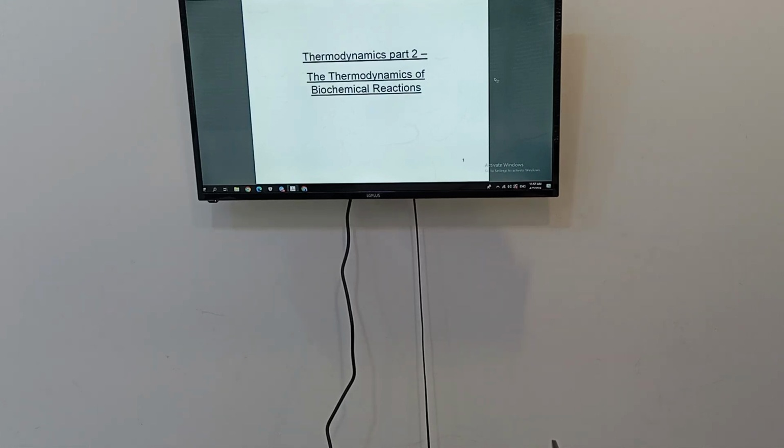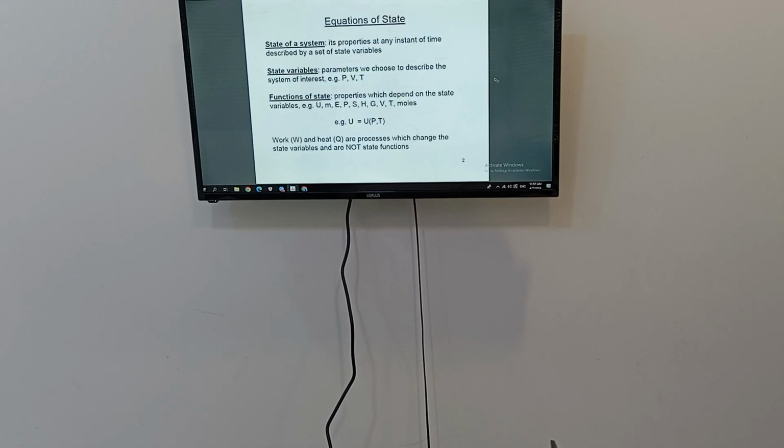Part two of thermodynamics is about biochemical reaction. We have equations of state, three of them. The first one is the state of a system, meaning the properties at any instant of time described by a set of state variables. State variables are parameters we choose to describe the system of interest, like pressure, volume, and temperature.